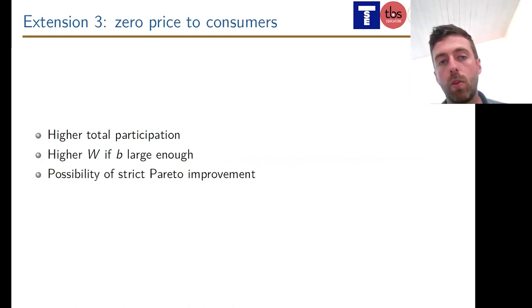Finally, in the case where the platform cannot charge consumers, then we find that the total participation goes up. Now, welfare doesn't always go up, right? So the network effects have to be large enough. I mean, basically, you have one fewer instrument, so you're not going to be able to do as well. But we still have the possibility of a strict Pareto improvement.